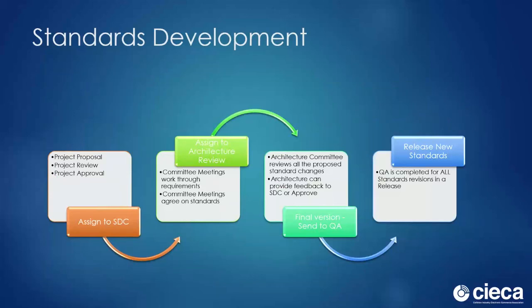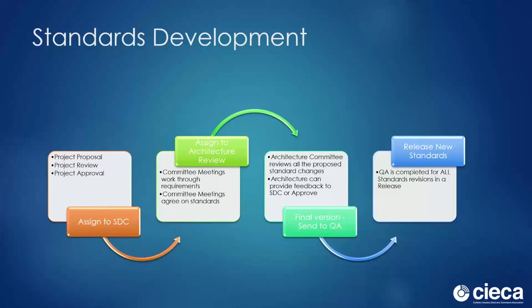The standards and development, as we went over earlier, of course, we have the proposal, then the review and the approval. Once that's assigned to the SDC, the committee meetings work through the requirements, and they come up with all the standards and they agree on that. Once all that documentation is completed, we assign it for architecture review. The architecture committee reviews all the proposed standards and changes. At that time, architecture could provide feedback for the SDC, and it could go back to the SDC for some updates or changes, or they could approve it.